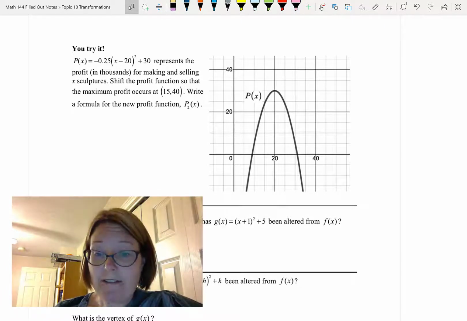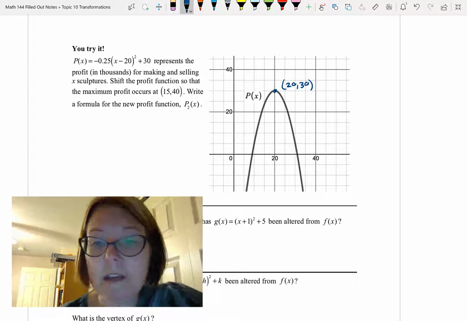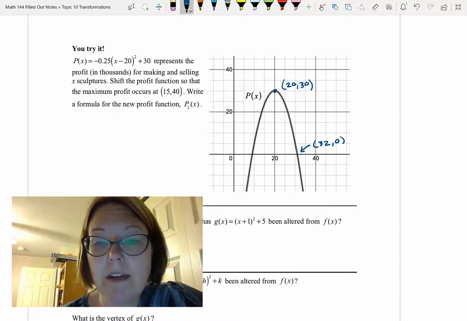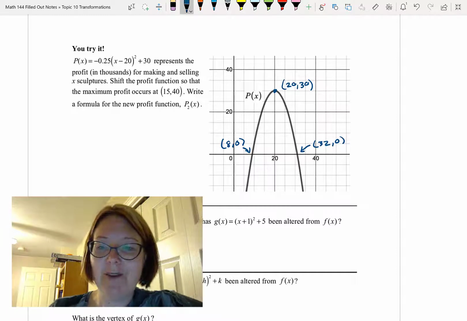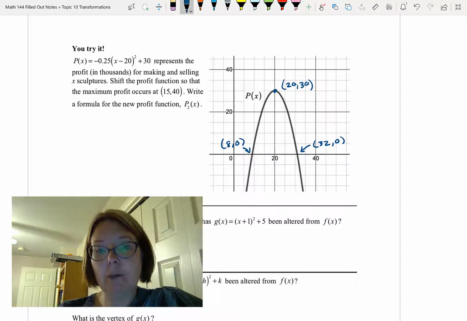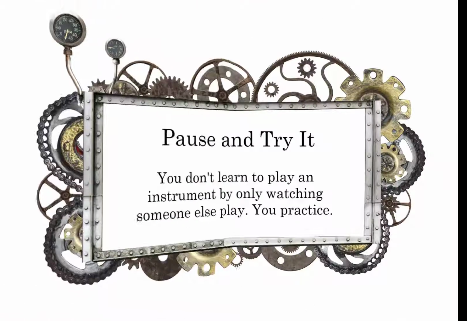The current profit function has a vertex at (20, 30), with x-intercepts at about (32, 0) and about (8, 0). Those are approximate, right? I'm not positive that's what they are, but they look like that. It's a parabola that opens down. Give this one a try and see if you can write a function that has the proper translation.